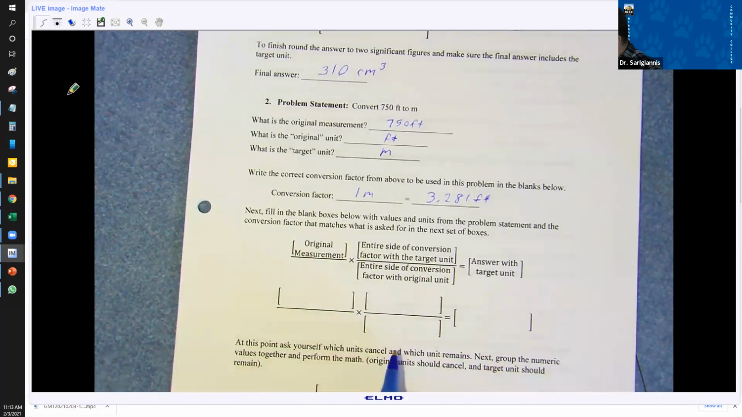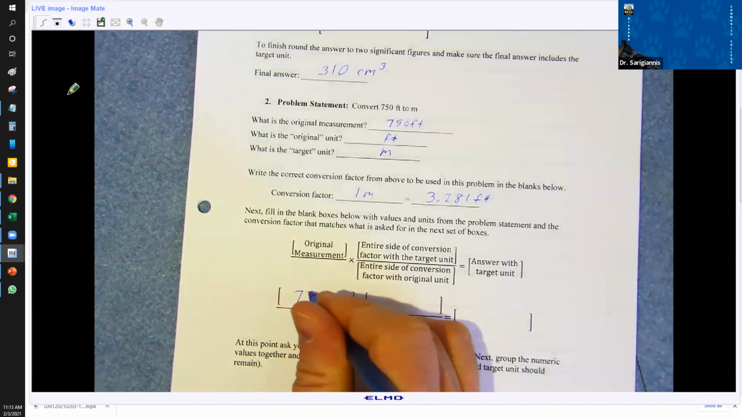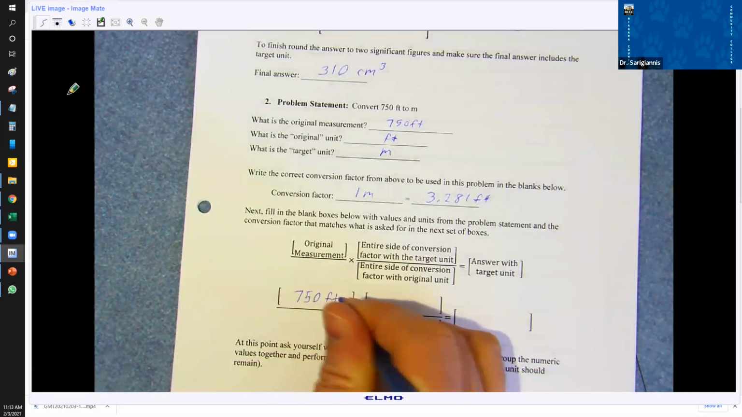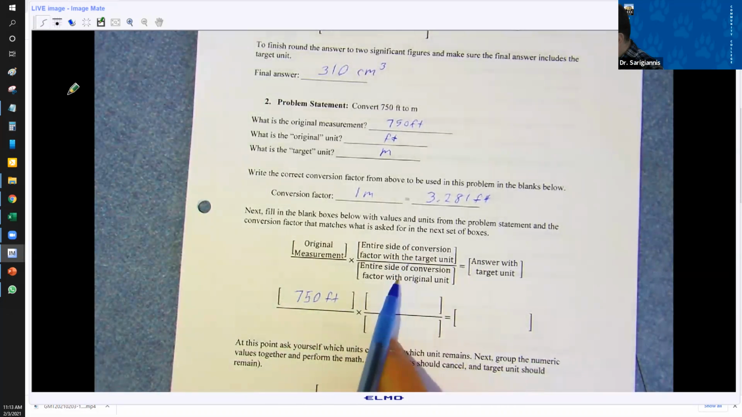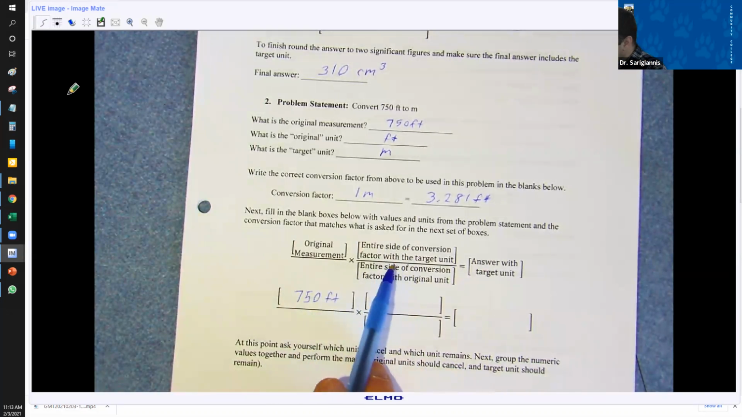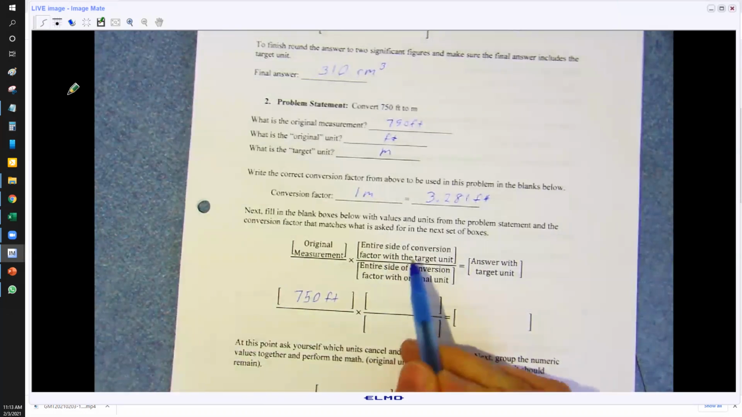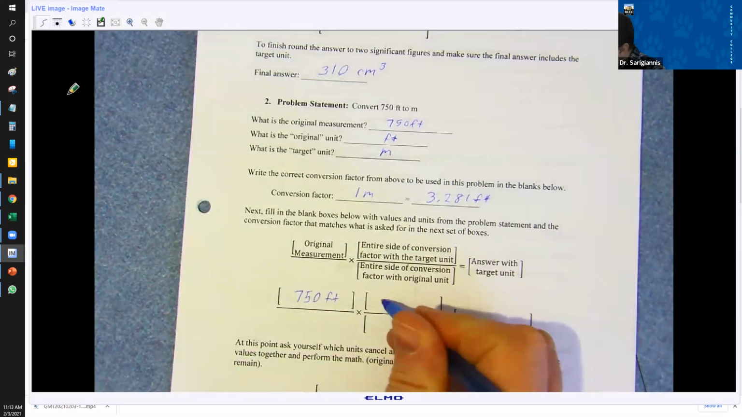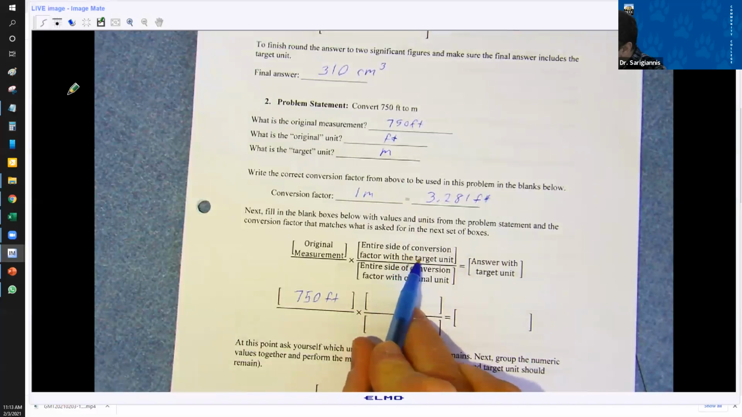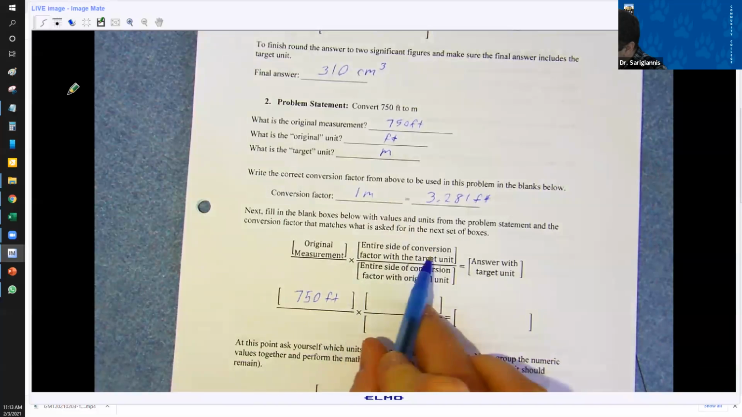All right. So we're going to set this up, and we're going to set it up as, let's see, 750 feet was the original measurement, right? And notice this ratio, this is like taking something and multiplying it by 1, right? In terms of the units, because these are identical to each other, right? This is what's the target unit you want, and what's the original unit. So notice how we have them set up.